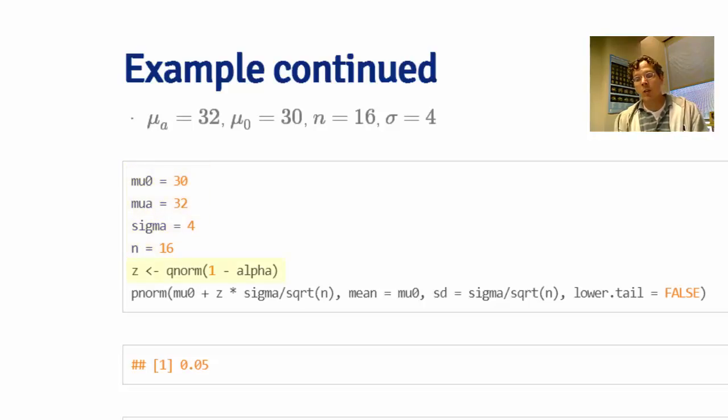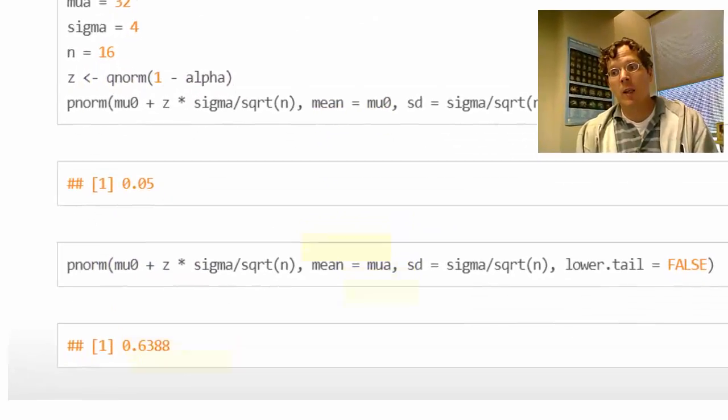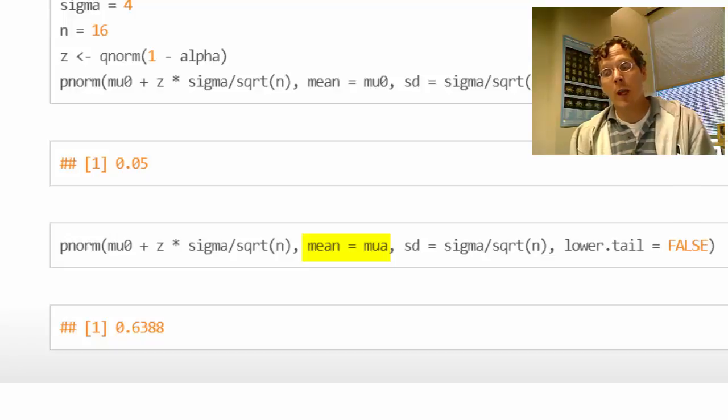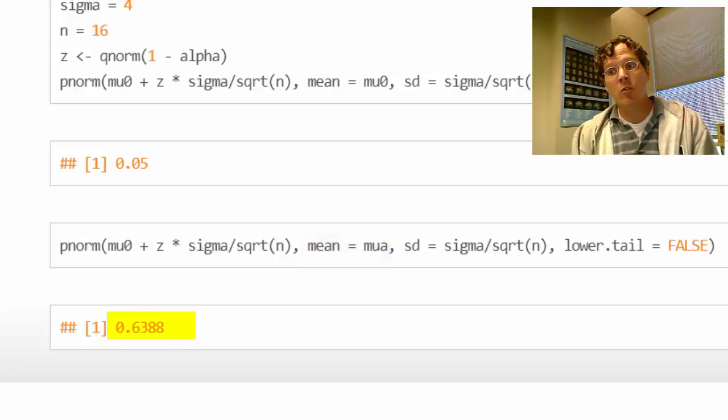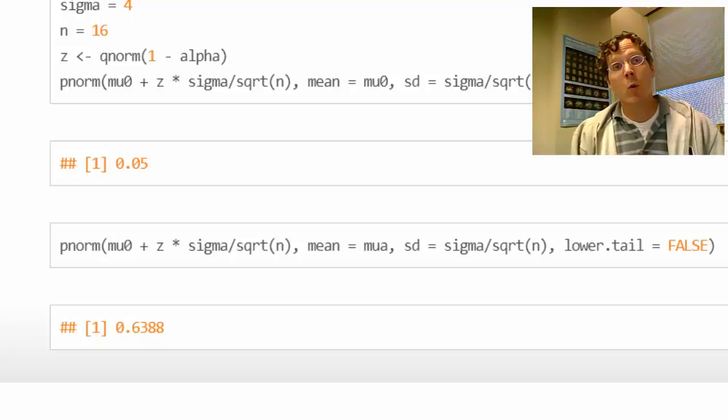And then first I want to show you, if I plug in mu equal to mu naught, that it should give me 5%. So here I plug in mu equal to mu naught and I get 5%. Now I'm plugging in mu equal to mu a, 32, and you see that this jumps up to 64%. So there's a 64% probability of detecting a mean as large as 32 or larger if we conduct this experiment.